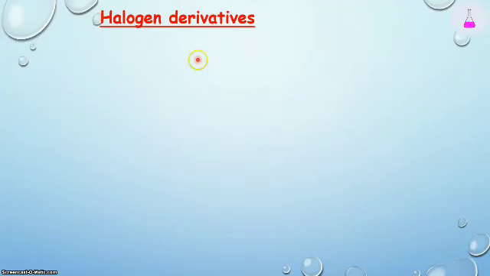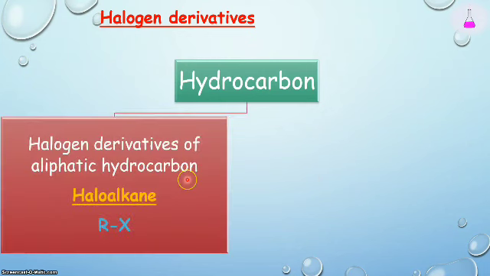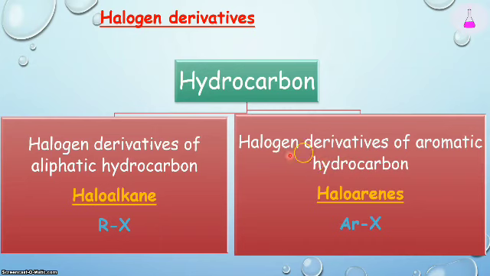So let us continue halogen derivatives. Hydrocarbon. The parent family of organic compounds is hydrocarbon. Hydrocarbon is an organic compound consisting entirely of carbon and hydrogen. From hydrocarbon, other compounds are formed. Let us see an important class of such compounds, that is halogen derivatives of aliphatic hydrocarbon, which is known as haloalkane, in which halogen is bonded to an alkyl group, and the second one is halogen derivatives of aromatic hydrocarbon, that is called haloarenes, in which halogen is bonded to an aromatic compound.